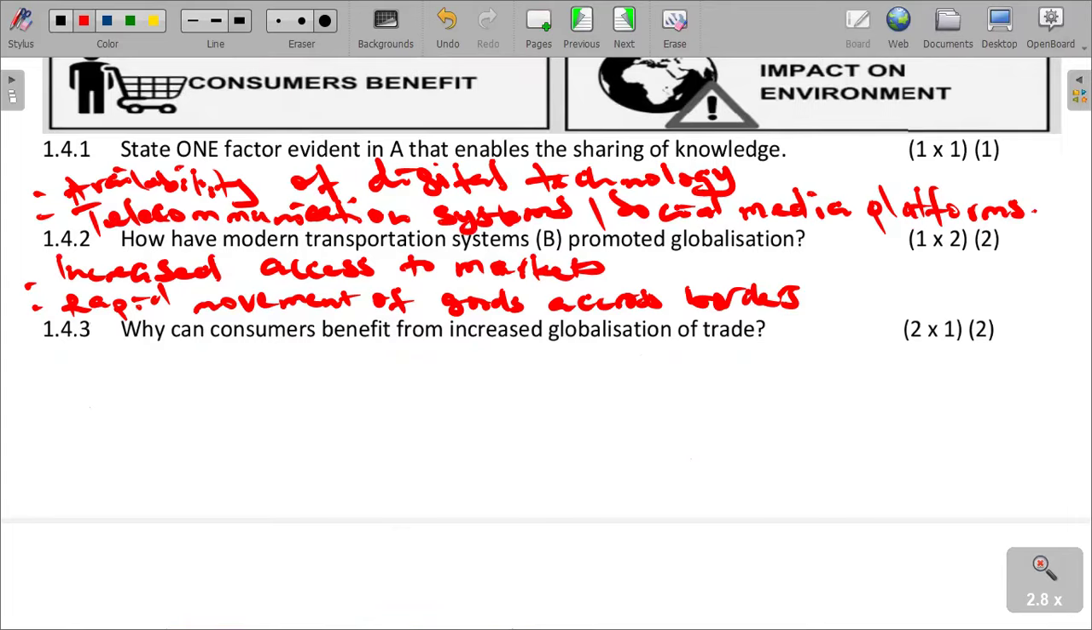And then why can consumers benefit from increased globalization? Why can consumers benefit from increased globalization of trade? Number three. Why can consumers benefit from that? We can talk about greater price transparency. Increased globalization of trade enables greater price transparency.